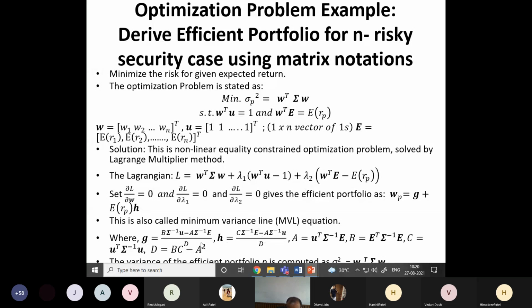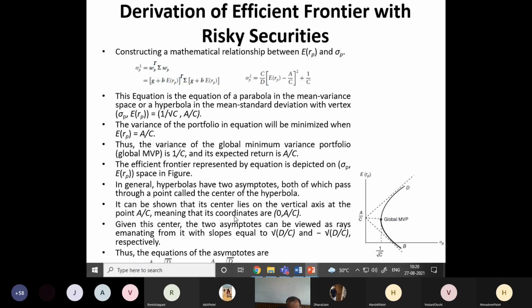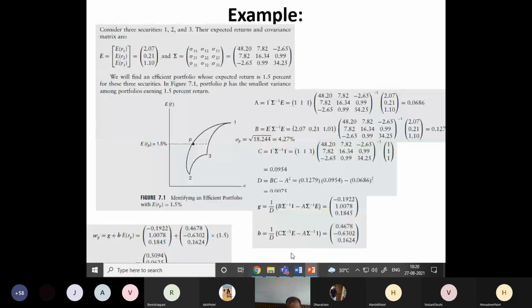Once A, B, C, D are known, you can find G and H. Now once G and H are known, you can see this WP vector can be determined because ERP is specified. So from that you can find WP. Once WP is known, you can find the sigma P square. It is WP transpose sigma into WP. So this is what is done here. It is solved and you can go through this procedure.